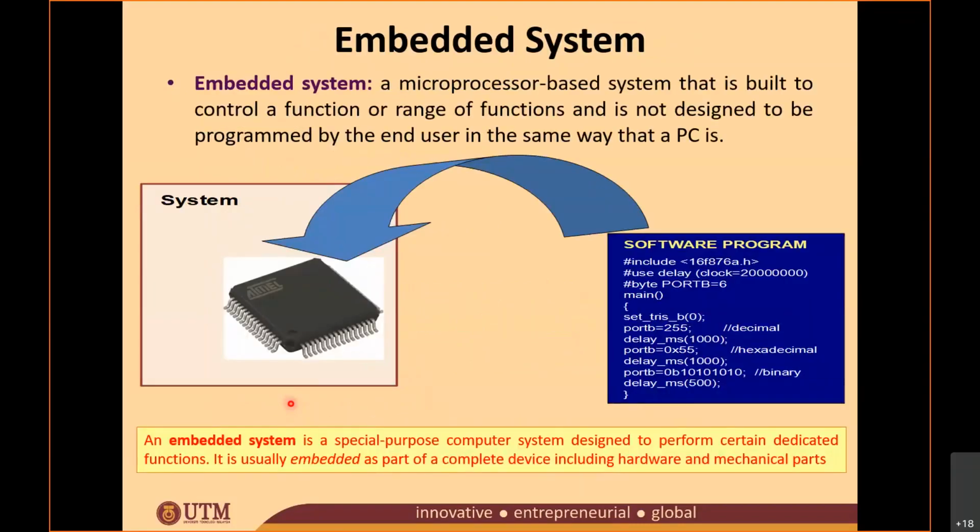As I mentioned earlier, an embedded system is a microprocessor-based system that is built to control a function or a range of functions, and it is not designed to be programmed by the end user in the same way that a PC is. So the limitation of an embedded system is that it can only do a certain function.